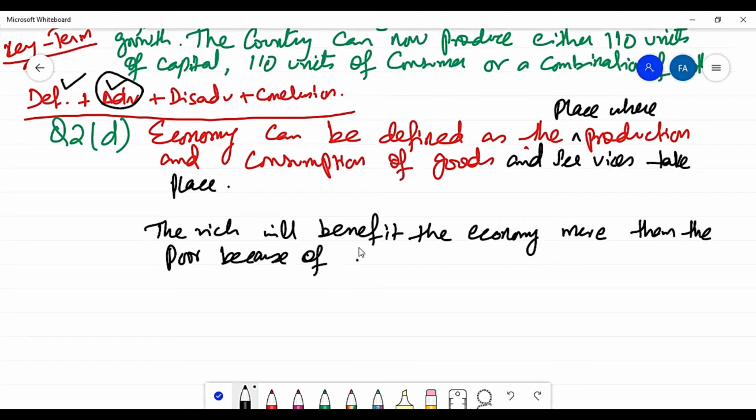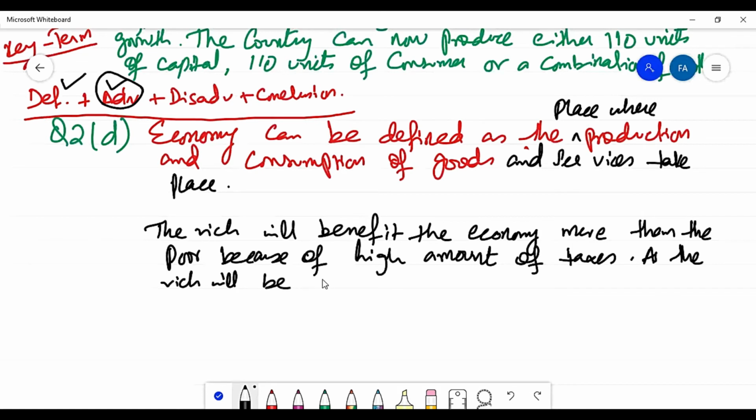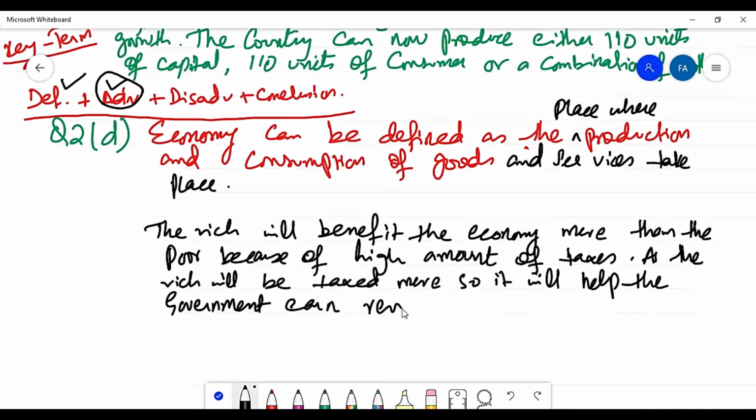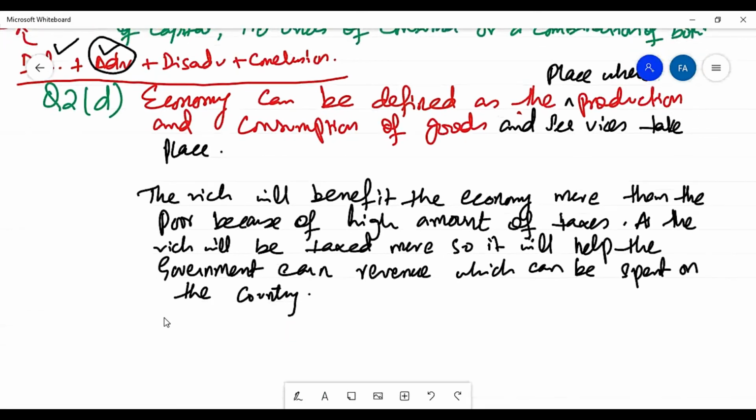Because of the high amount of taxes, as the rich will be taxed more, it will help the government earn revenue, which can be spent on the country or on the economy. It's up to you.